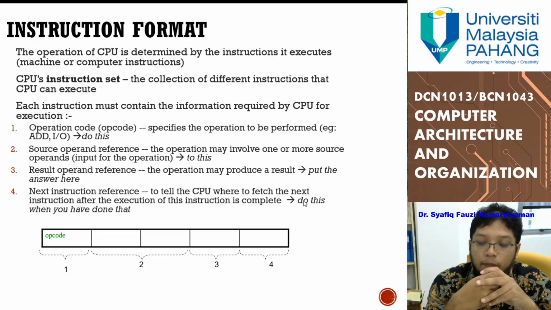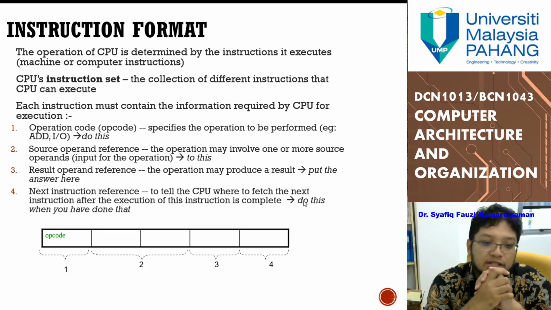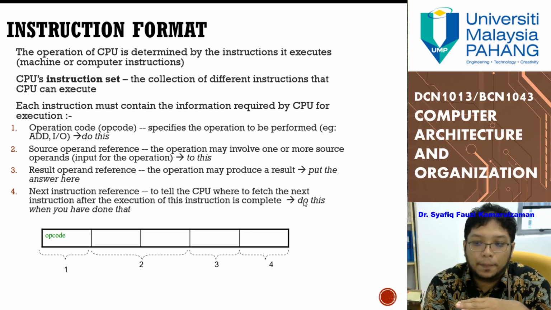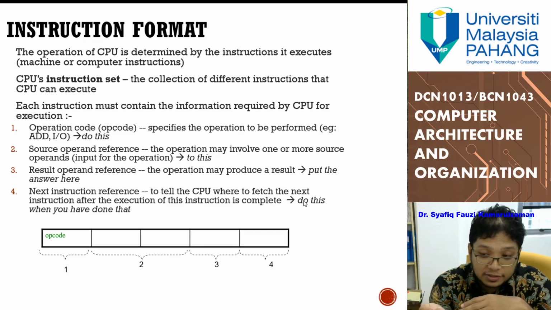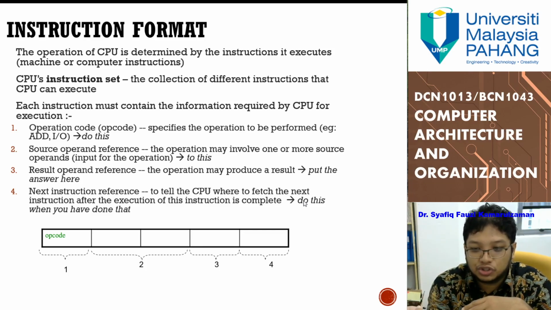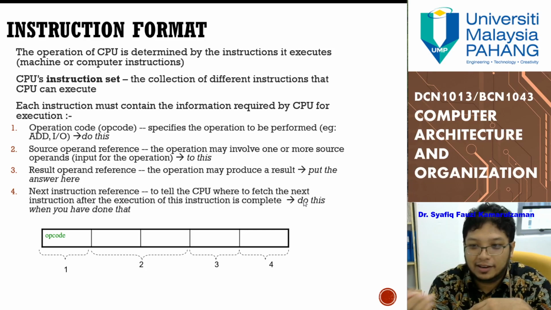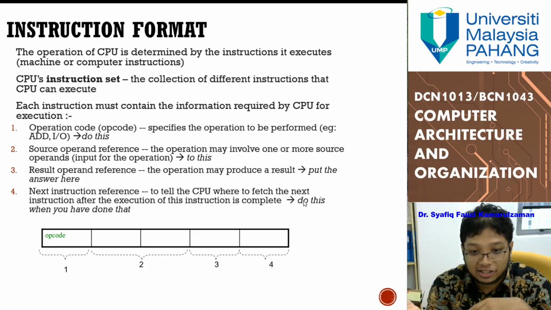Okay, so the operation of the CPU is basically determined by the instruction it executes. The CPU instruction set is the collection of different instructions that the CPU can execute. Each instruction must contain the information required by the CPU for execution: the operation code, the source operand reference, the result operand reference, and the next instruction reference. The next instruction reference is usually the next line of your coding. If first you use add 20 and then subtract B, the next line of the coding is the next instruction reference.